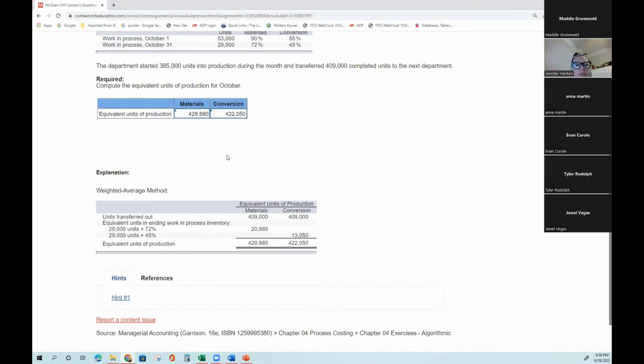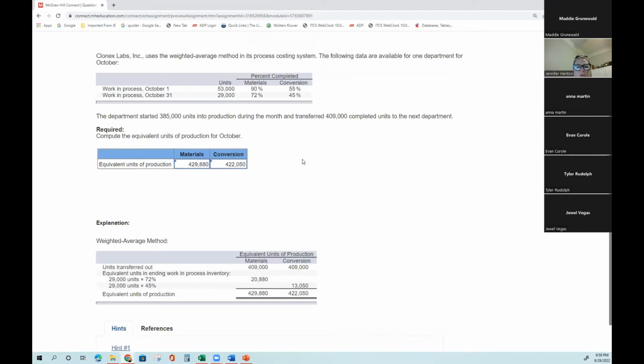All right, so here's the calculation. We take that ending work in process number, the 29,000 units, times the 72%, and I get 20,880. Then 45% for the conversion is 13,050. I add them together to come up with my equivalent units, and that's what it's looking for: the equivalent units of production. So remember, you do the finished products that were transferred out, which is that whole 409,000, first. And then you look at the ending work in process and those percentages to do the calculations, and you just add them together.